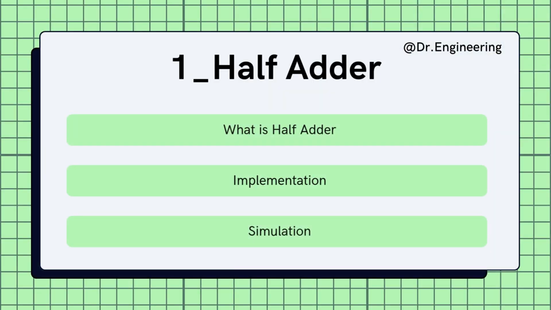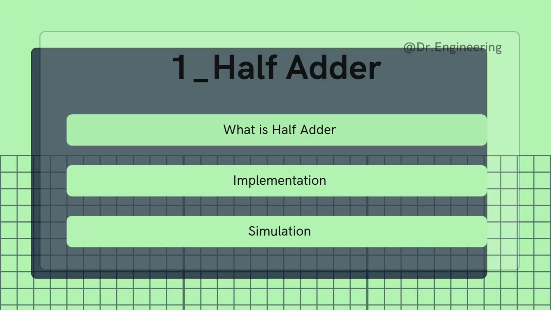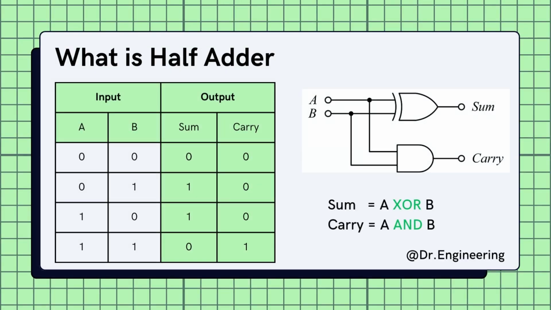Today's topic is the half adder, a fundamental combinational circuit that's perfect for getting started with VHDL and digital circuits. We're going to learn 3 parts. 1. What is a half adder? 2. How to implement it, and 3. How to simulate it.